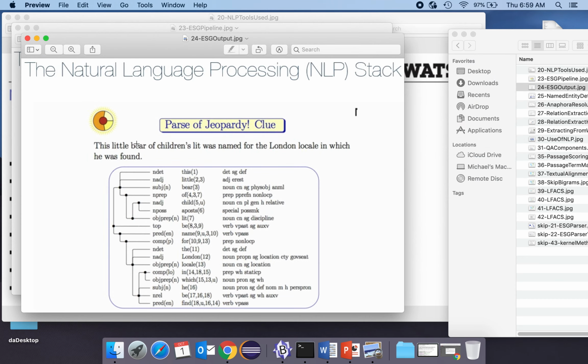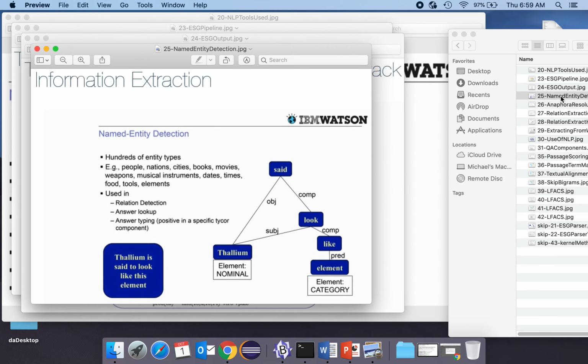Here's a different sentence. This little bear of children's lit was named for the London locale in which he was found. So just a parse tree, big deal. It's very, very similar to what other parse trees are doing.